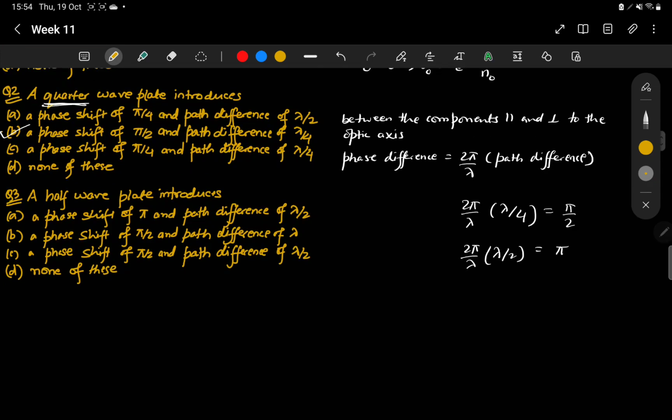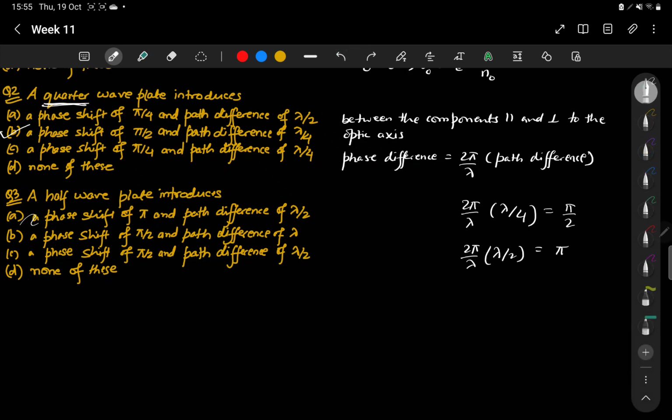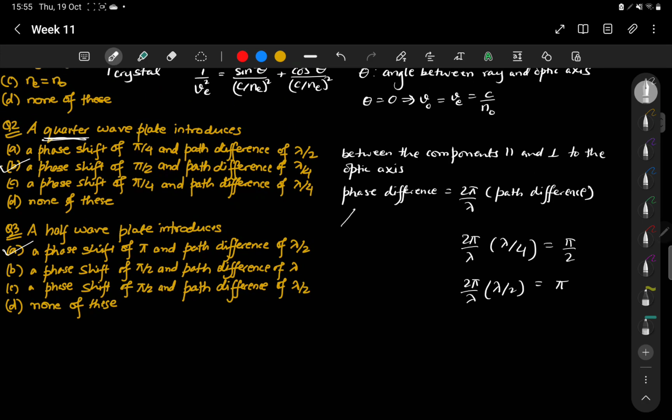Okay, so let me now discuss the answer. The correct option is option A. Oh, sorry, again, wrong color pen. Option A is the correct answer. Again, you could use this expression right here between phase difference and path difference to rule out the incorrect options.